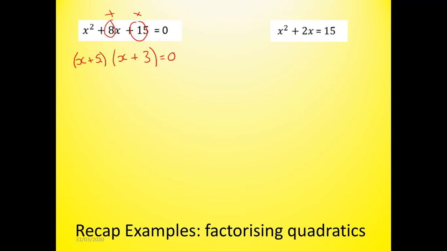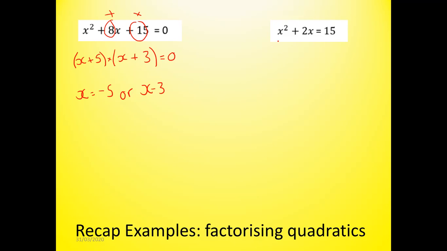Now again, just double check: x times x is x squared, x times 3 is 3x, plus 5x, plus 3x makes 8x, 5 times 3 makes 15. So that's us factorised it, but this time we're actually wanting to solve it, which means that you've got to say, well, either this bracket equals 0 or this bracket, because this basically means multiplication between them. So in order to get an answer of 0, either the first bracket has to equal 0, which means that x is equal to minus 5, or that x is going to have to equal minus 3. So that's the two possible answers for this one.